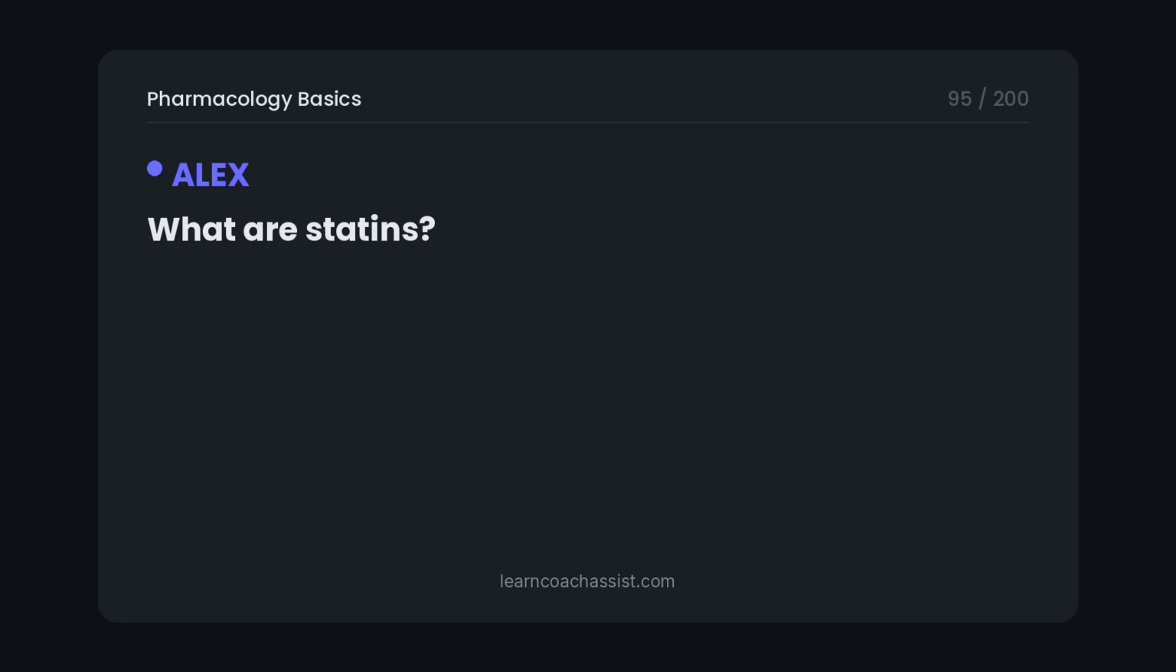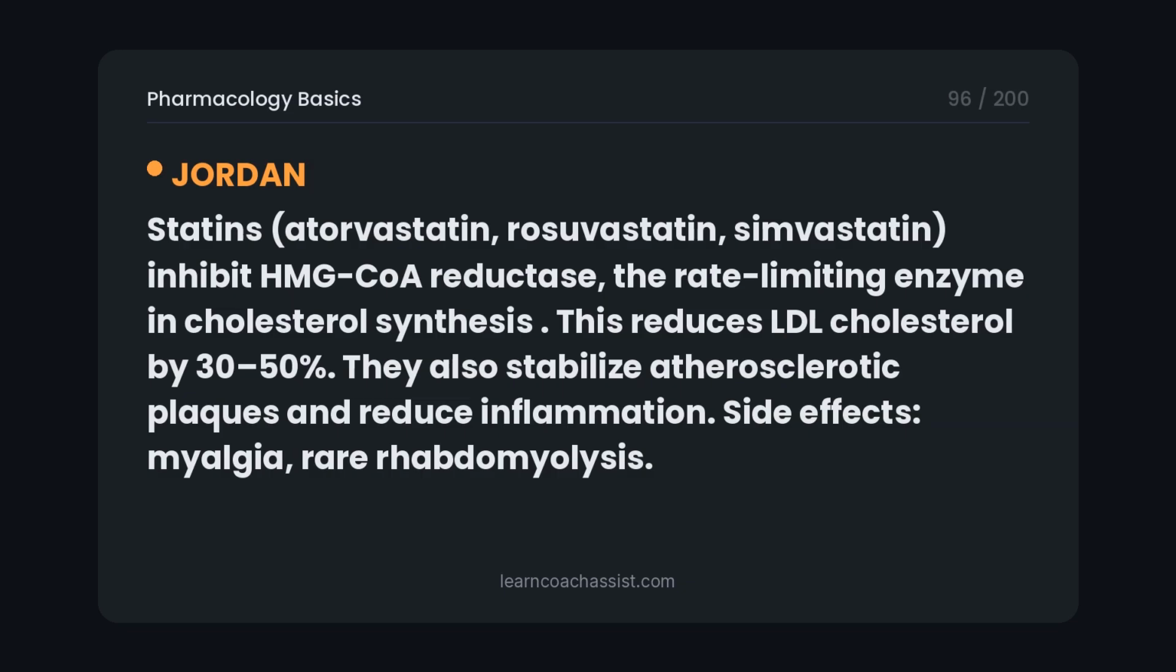What are statins? Statins, atorvastatin, rosuvastatin, simvastatin, inhibit HMG-CoA reductase, the rate-limiting enzyme in cholesterol synthesis. This reduces LDL cholesterol by 30 to 50%. They also stabilize atherosclerotic plaques and reduce inflammation. Side effects: myalgia, rare rhabdomyolysis.